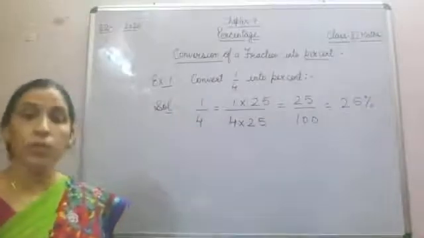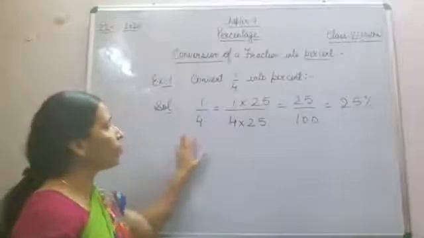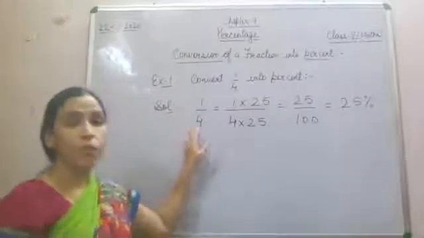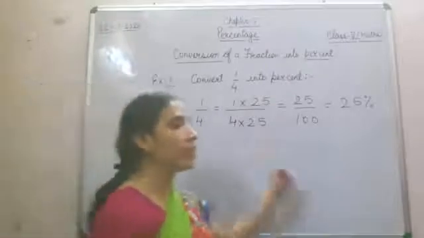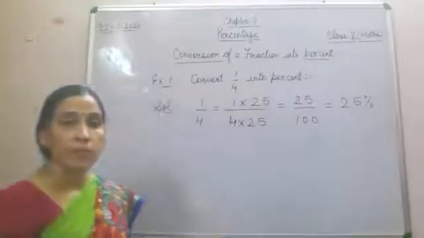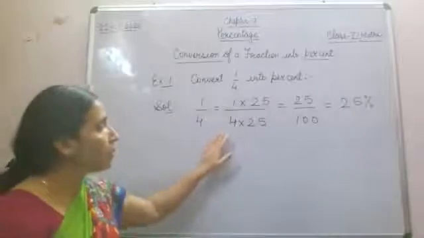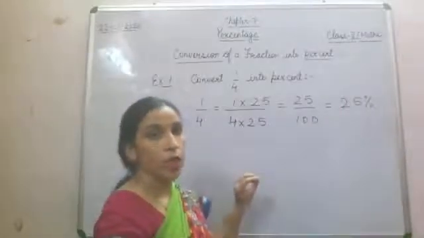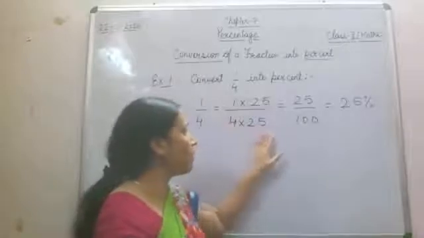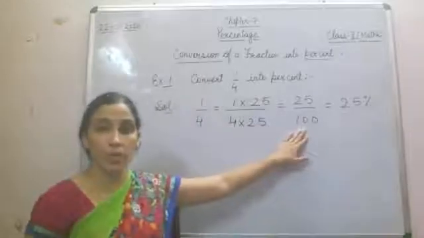Now what you are supposed to find out is which number 4 will be multiplied by so that we will get 100 in the denominator. Yes, 4 will be multiplied by 25 because 25 fours are 100. So here we will multiply by 25 and we will get 100 in the denominator.